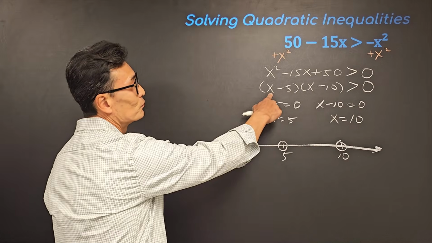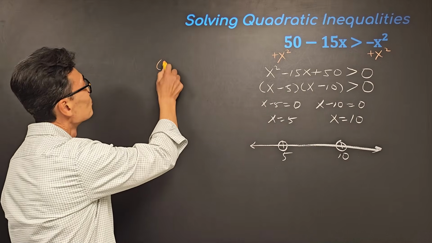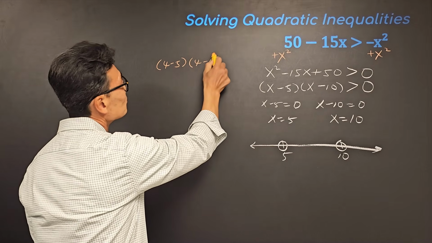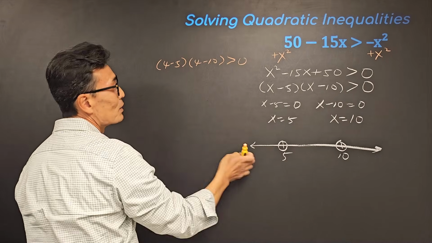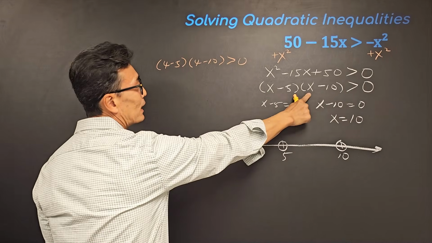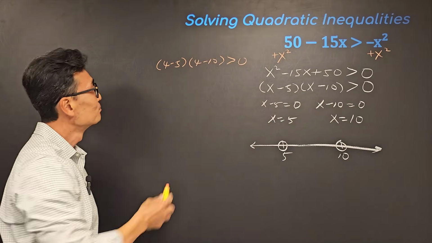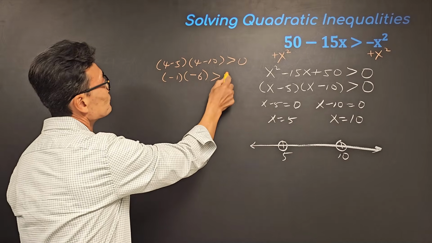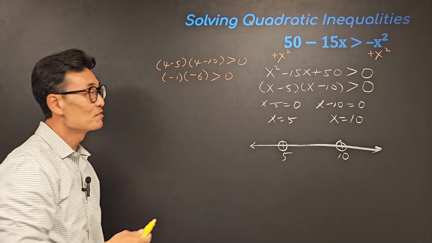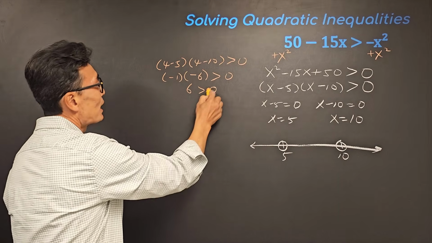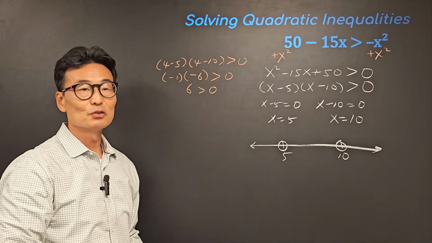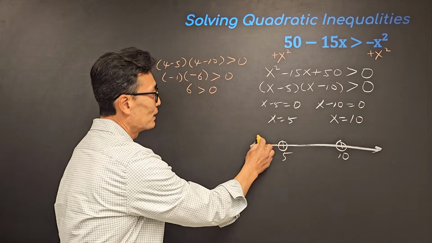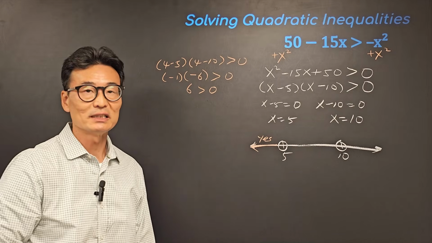If we were to put 4 in here, so I put 4 here and here, you end up getting this, which is going to be -1 times -6, which is +6, and it is greater than 0. So I'm going to shade left side of the 5 and even write down the word yes.